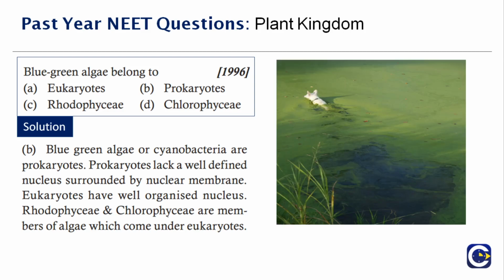Okay. So to your right side, you can see the image of the blue-green algae over the surface of water. This is how it will cause pollution, and thereby it will not allow any oxygen to enter into the water, thereby causing a nuisance for the organisms living underwater. This is also called an algal bloom, or you can call it a blue-green algae bloom. Therefore the correct answer to this question is option B, prokaryotes.